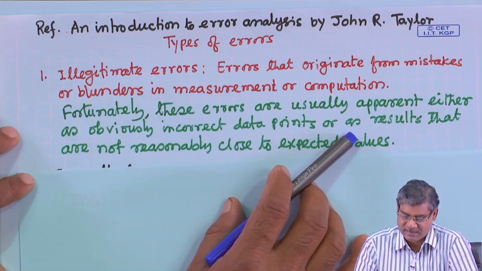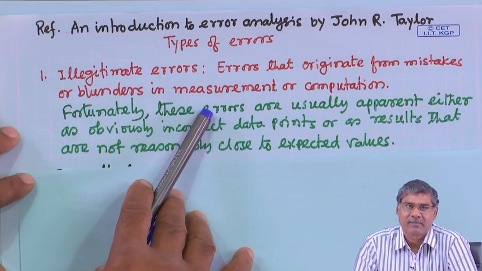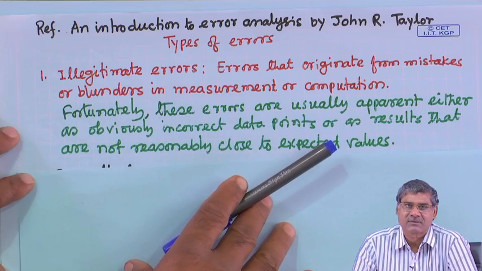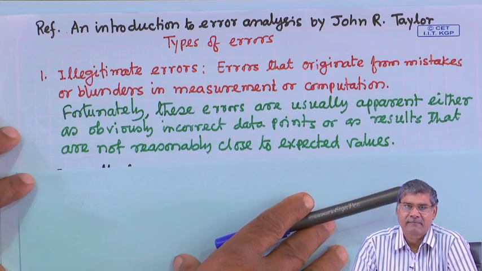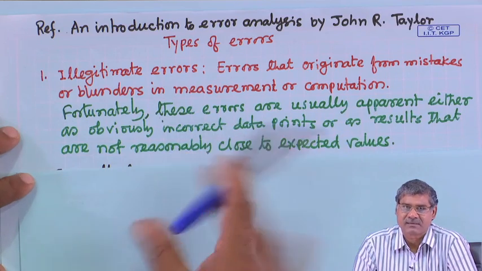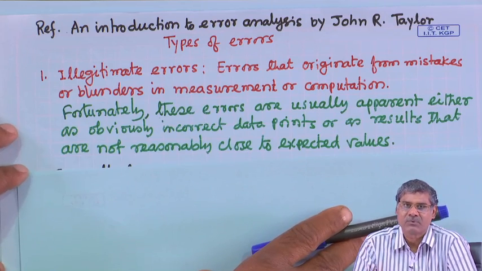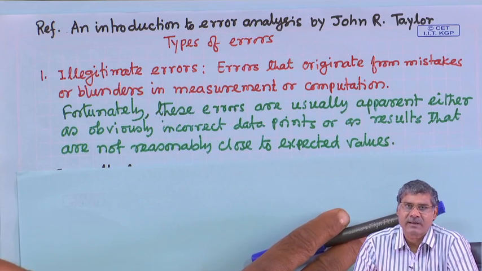It's not under the analysis of error, okay, because in no way is this result correct. You cannot accept the result. You have to throw these results away and do the experiment again. But before doing the experiment you have to find out the reason for that.